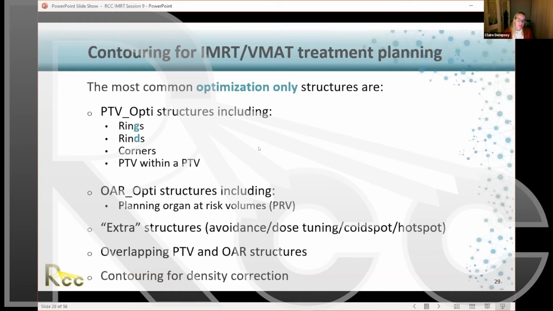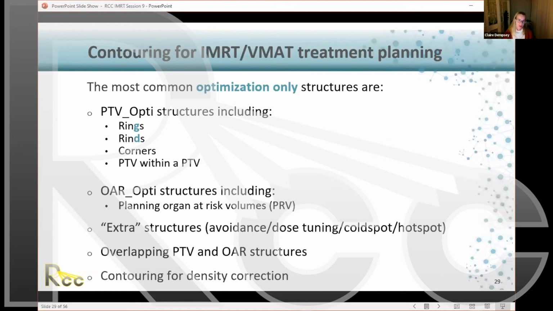Some of the most common optimization only structures that we would use in a treatment plan are optimization structures around our PTV. We call them PTV opti structures. They're things like rings and rinds, creating corners, and if you have a PTV within a PTV. And then we have our organ at risk opti structures, often called planning organ at risk volumes, so PRVs. There are also extra structures, and they can be called different things. They can be avoidance areas, dose tuning structures, cold spots and hot spots.